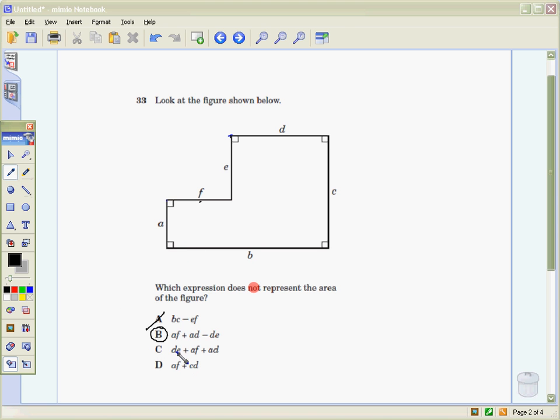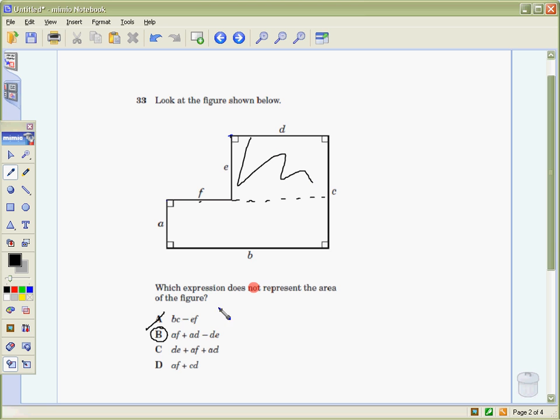Look at C. DE. D times E gives me this rectangle here. So I've got this, plus AF. A times F gives me this rectangle here. And then plus AD. If this is A, like we said before, this is A. This is D. Then this part down here from here to here is also D. So A times D gives me this one. Then that gives me the area. DE plus AF plus AD gives me the entire area as well.